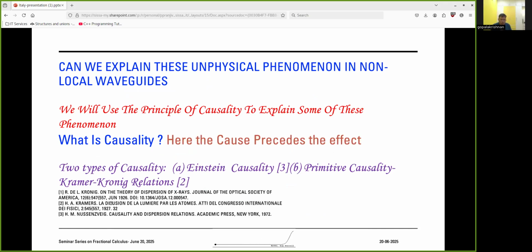So can we explain this unphysical phenomenon in non-local waveguides? So we bring in the principle of causality. What is causality? Here, causality means the cause will always precede the effect. This is a simple principle. So in wave literature, there are two different types of causality. One is called the Einstein causality. Another is called the primitive causality or the Kramers-Kronig relation. I've given you two papers which deal with it in more detail, and people interested can see this. Next, please.